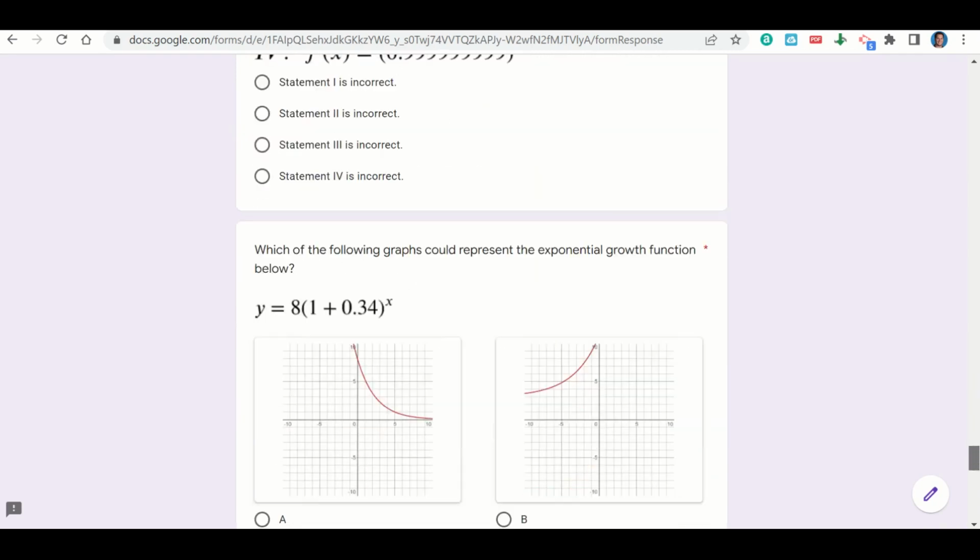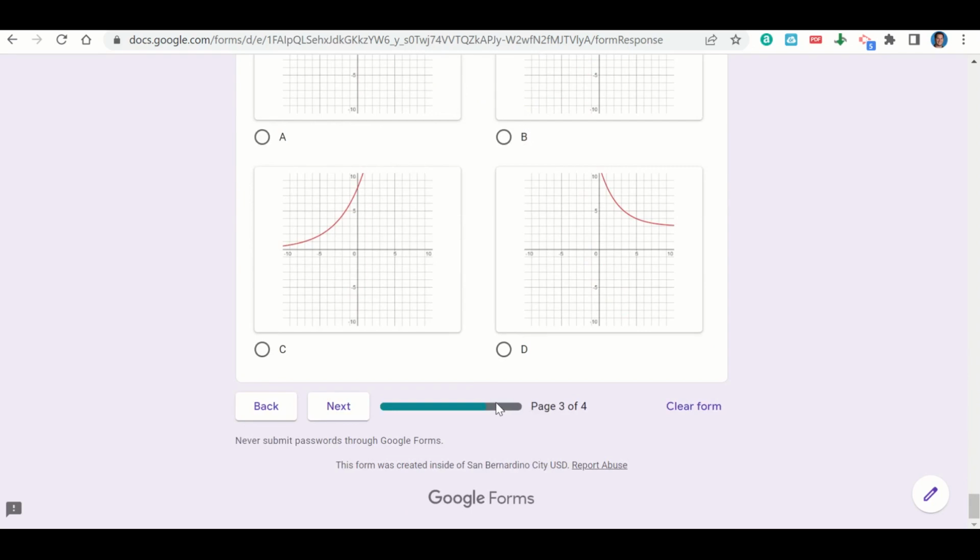So we'll continue all the way till the end, answering all the questions. Once we get to the end, we'll go ahead and click Next. This will send you to your Before You Go. Complete your Before You Go, and then submit your work on Google Classroom.